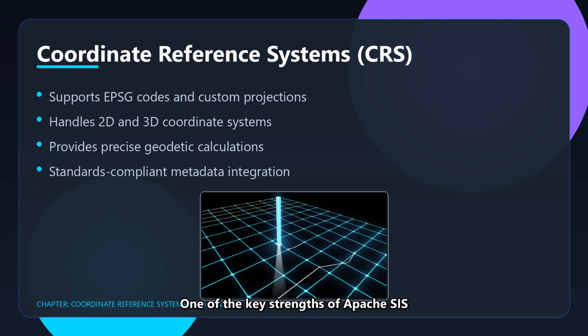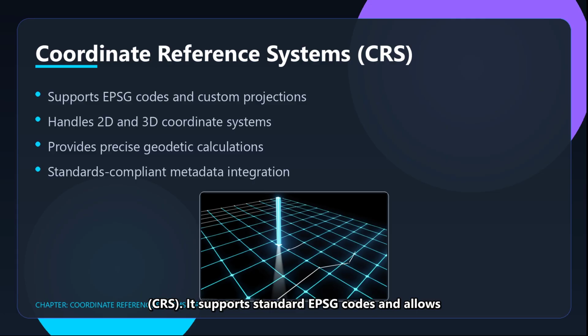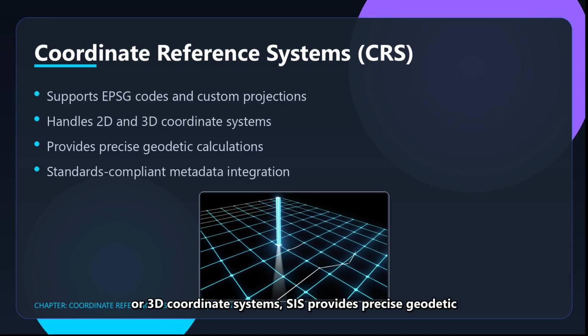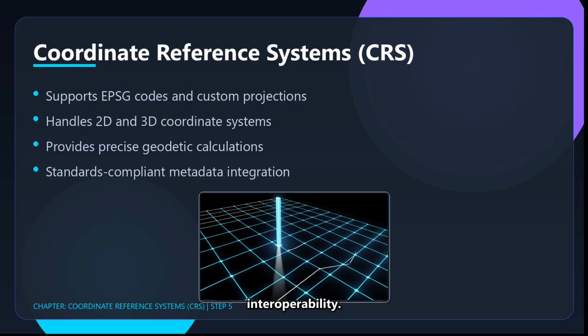One of the key strengths of Apache SIS is its robust support for Coordinate Reference Systems, CRS. It supports standard EPSG codes and allows for custom projections. Whether you're working with 2D or 3D coordinate systems, SIS provides precise geodetic calculations and integrates metadata standards for consistency and interoperability.